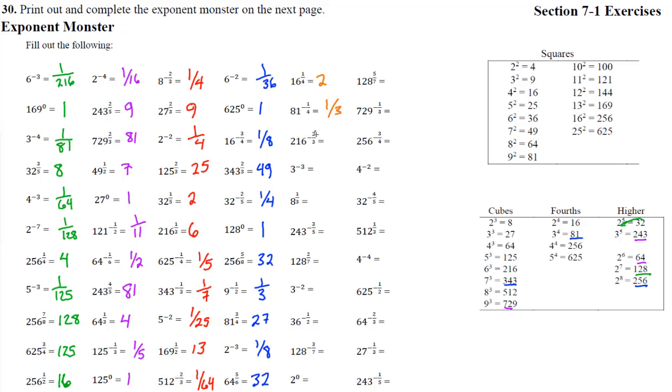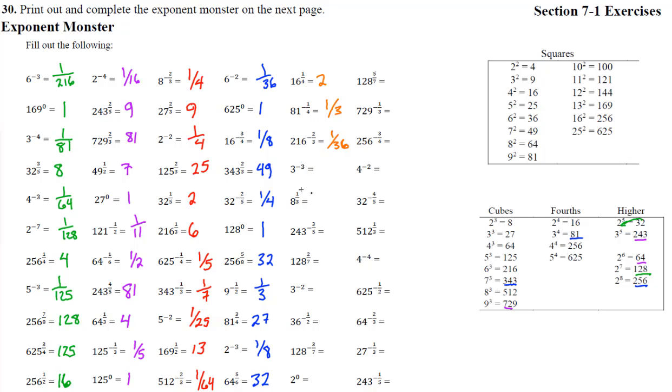216 to the negative 2/3 power. We're going to cube root it. So we find 216 in the cubes. Cube root it is 6. Squared is 36 as a denominator. Negative exponent flips it onto the bottom there.